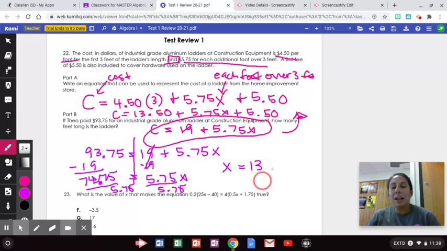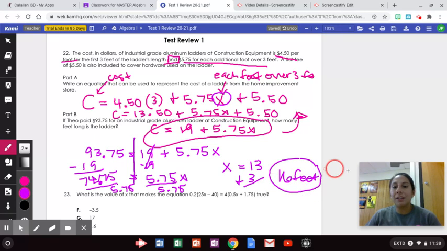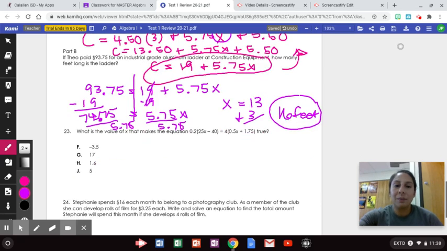Let's go over what that means. Remember what we said about x. X stands for each foot over 3 feet. So the x is 13 feet. He paid for that 13 feet, but don't forget about the 3 feet that he had to also pay for. So we're going to go back and add the 3 feet that we had. So really, he paid for a 16-foot ladder. So the answer is 16 feet.